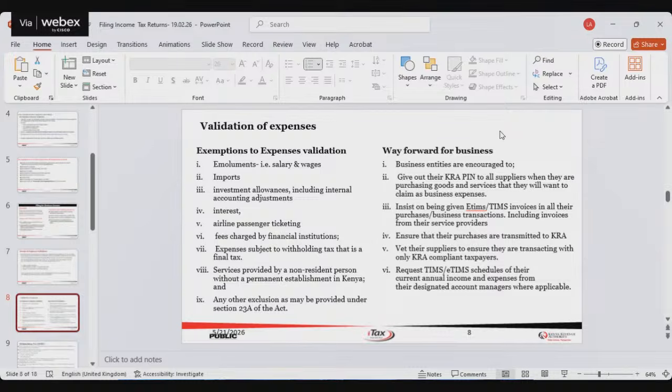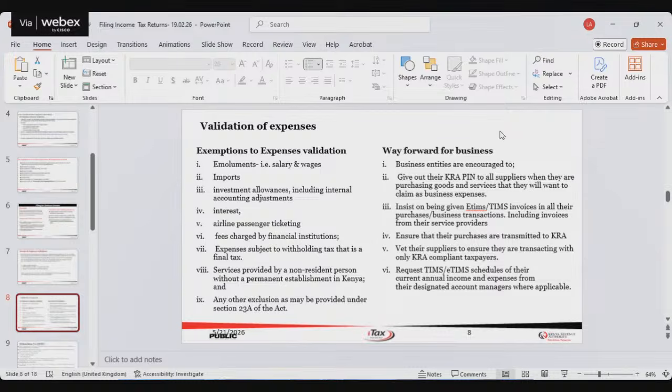Also, if an organization has a loan from a financial institution and they're paying interest to the financial institution, the interest that they're paying, they'll be able to claim without the verification. Also, in case they have traveled either locally or abroad and they've incurred an expense in relation to airline passenger ticketing, they will also be able to claim.